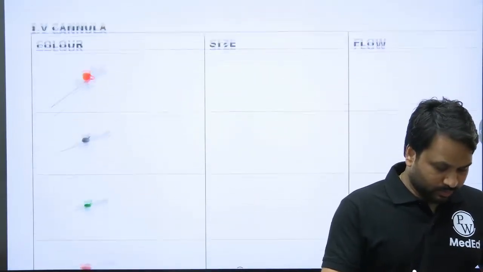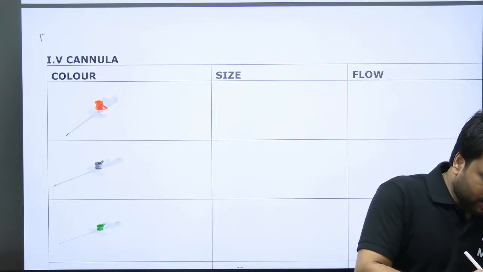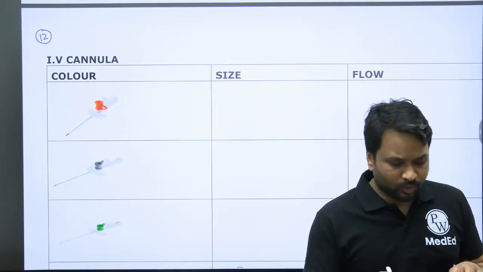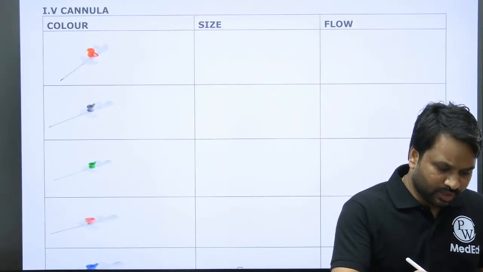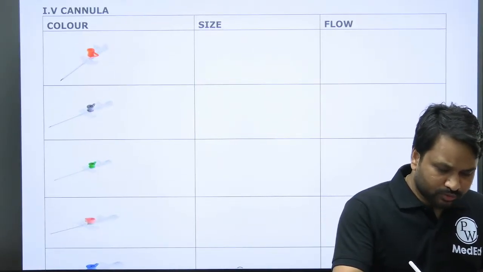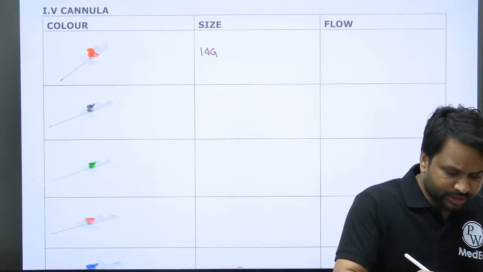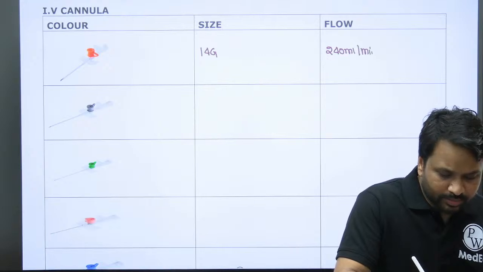Now, going into the second set, I will call this image number 12, where you will have all the images, right? This is about the color code of the cannula and the flow rate. That is going to be absolutely important. When you talk about the color code, the first one is orange. Orange is a 14 gauge needle with a flow rate of 240 ml per minute, right?